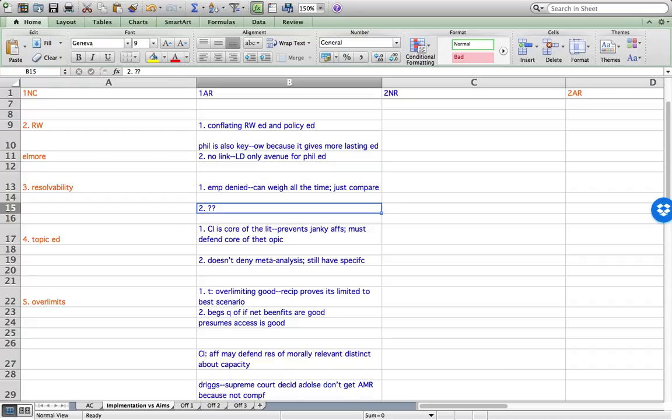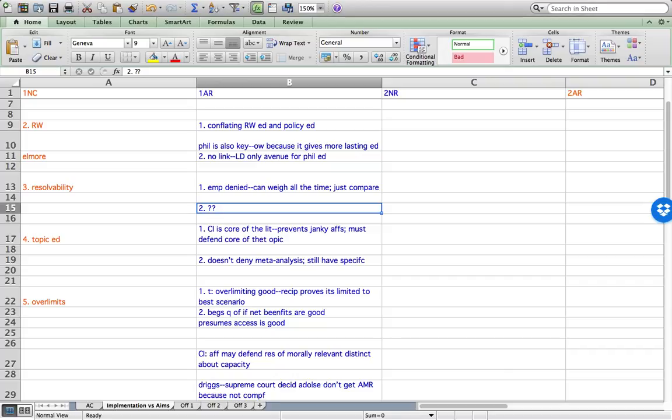I didn't catch your second argument on resolvability. What was it? Okay. Yeah, I buy that. That's fine. Yeah, I think the resolvability claim is pretty weak.